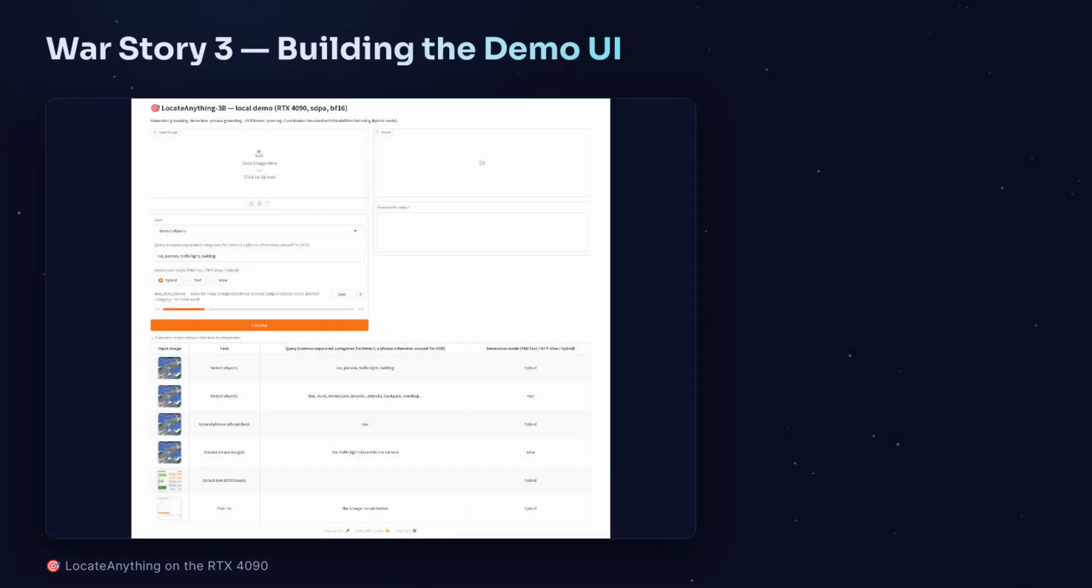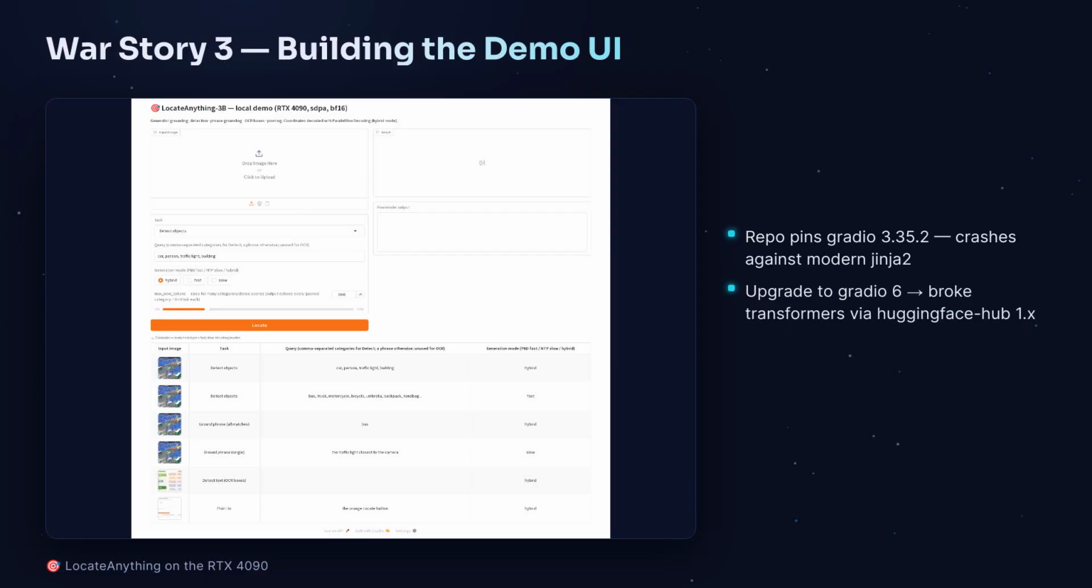War Story 3. The demo itself. The repo ships no local UI, so we built one with Gradio and walked straight into dependency whack-a-mole. The pinned Gradio version is from 2023 and crashes against modern Jinja2. Upgrading Gradio dragged in a 1.x Hugging Face hub that broke transformers. Pinning hub back down fixed both.